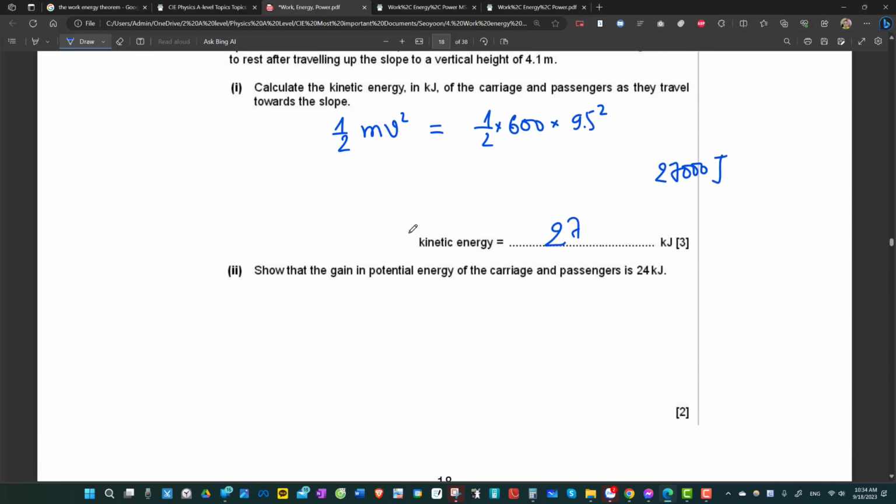So the gain in potential energy of the carriage is 24 kilojoule. Easy also. mg delta h. Delta h is the increase in the height, which was given, 4.1 meter. The g is 9.8 and the mass is 600. And then you get this value, 24 kilojoule.